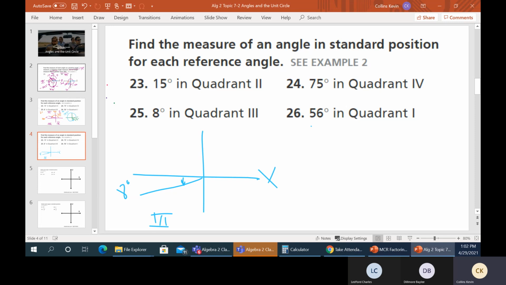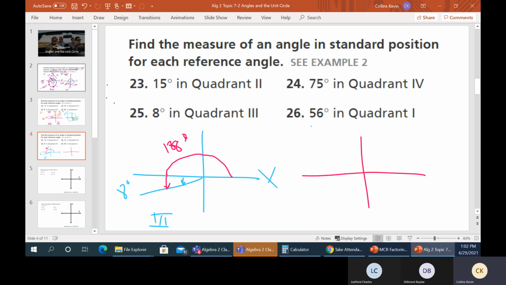All right, so again, for this angle, we start here at the positive axis. We go to here, that's 90. We go to here, that's 180. And we have to go just a little bit further, another 8 degrees. So the measure of this angle, excuse me, is going to be 188. Okay, so 188 degrees.